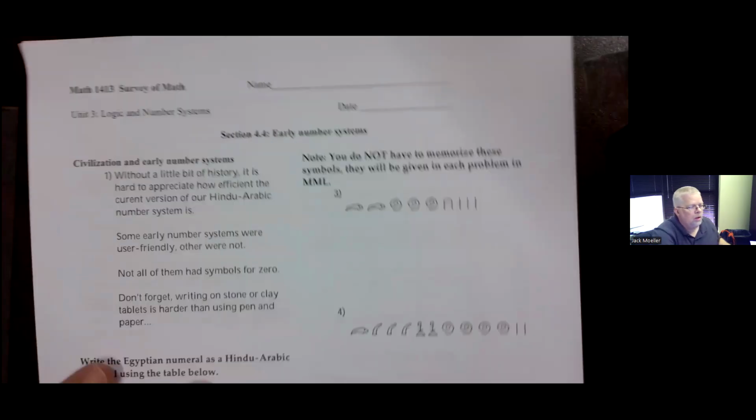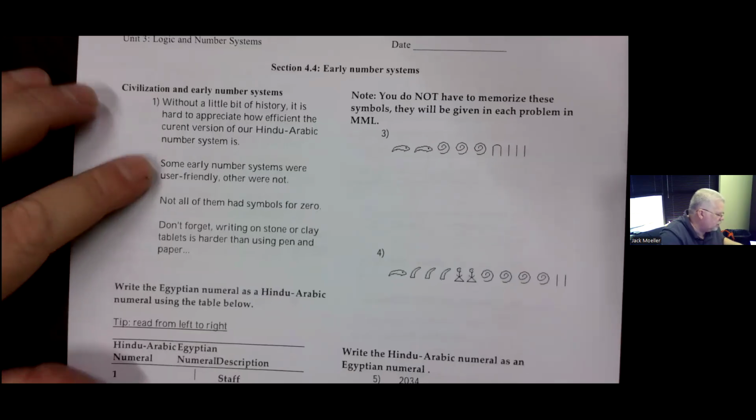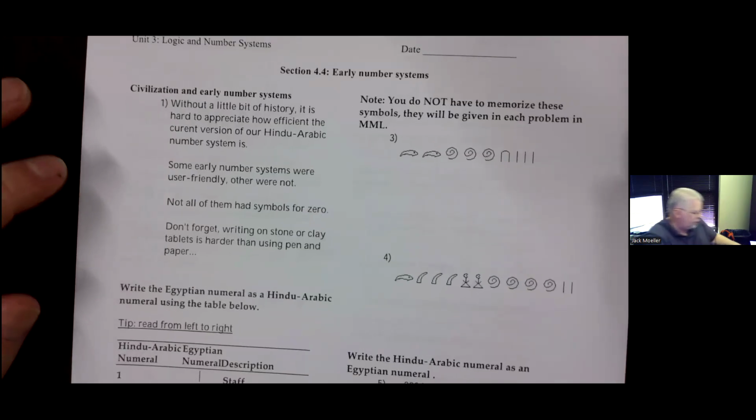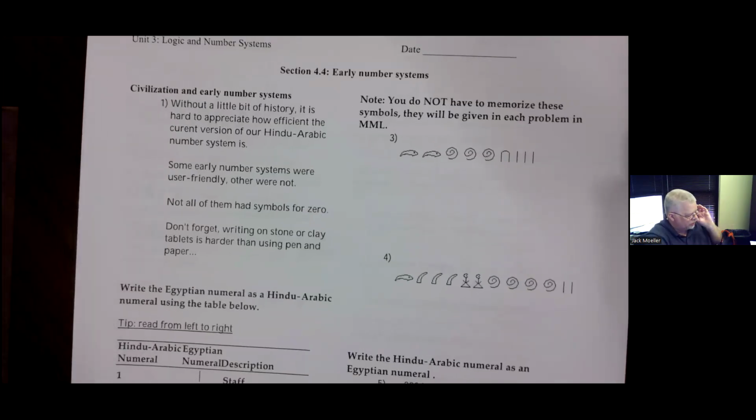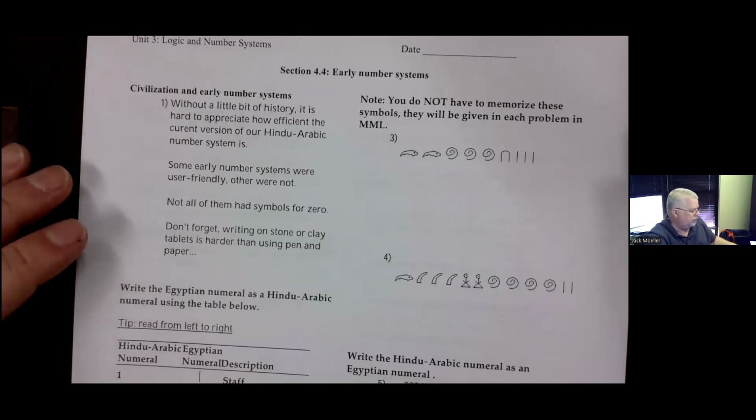As always, I am pulling the notes that I've got posted in Blackboard. So let's just jump into them. Some of these number systems are a little bit more friendly than others. The Egyptian number system, I think, is pretty straightforward. The Roman numeral system is a little bit more complicated. Of course, that's the one we see occasionally, and so we'll spend a little bit more time on that.